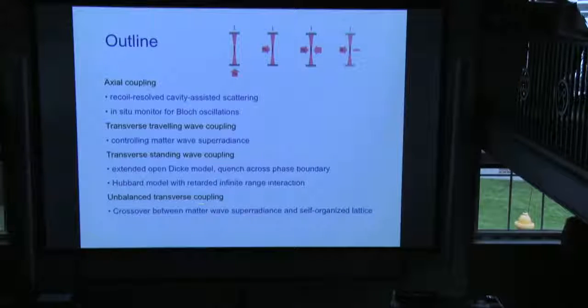And I close then with telling you also in one slide what happens if you work with unbalanced coupling. And there's a crossover between quite different kinds of physics, metawave superradiance and the self-organization phase transition.